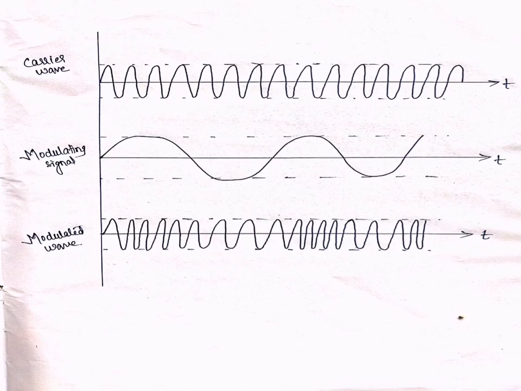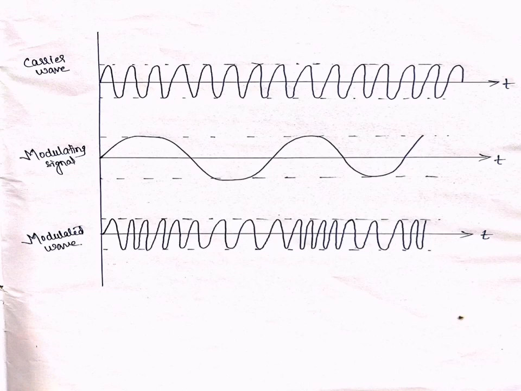Now this is your time domain representation. Okay, so first you can see a carrier wave. The carrier wave is actually a high frequency constant amplitude signal. You can see the amplitude is constant throughout. Now second one is your modulating signal, that is your EMT. First one is your ECT, that is carrier wave. Second one is your EMT, that is your modulating signal.